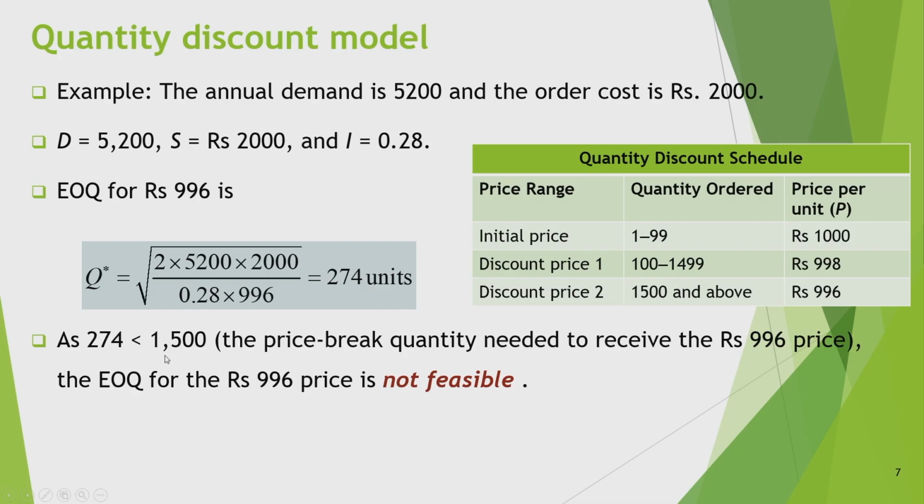But as 274 units is less than 1500, for taking the discount you have to order 1500 quantities, but this value is coming 274 only. So, the price break quantity needed to receive the rupees 996 price is not met. Therefore, the EOQ for the rupees 996 price is not feasible.